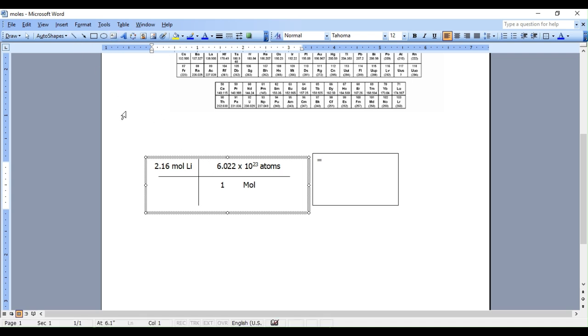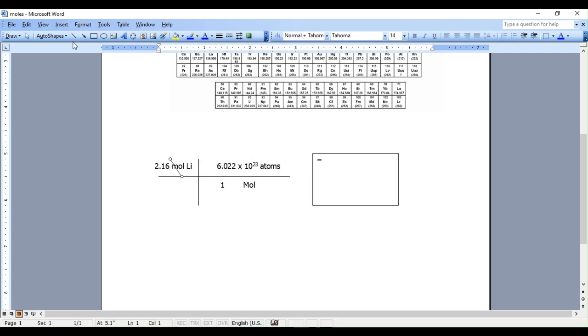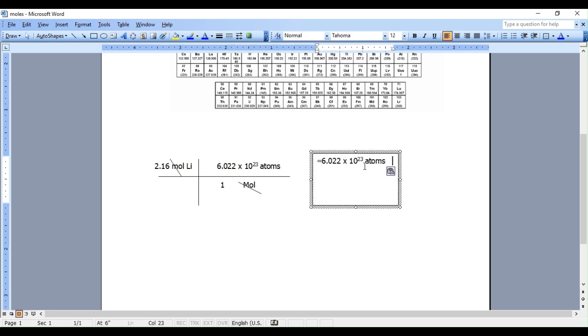Let me cross out my labels to make sure I'm left with atoms. Cross that one out. That cancels with the guy underneath. Those labels are gone. So let me do the calculation. 6.022. That equals 13.01. Actually, just three significant digits. 2.16 only has three numbers. Times 10 to the 23rd atoms.